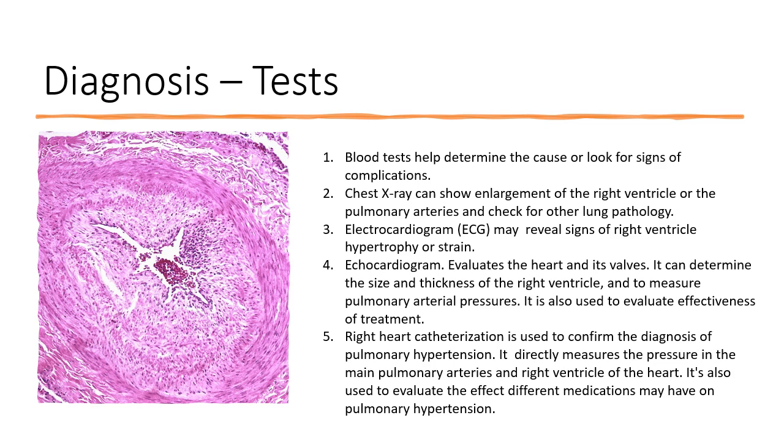And lastly, right heart catheterization. It is used to confirm the diagnosis of pulmonary hypertension. It directly measures the pressure on the main pulmonary arteries and right ventricle of the heart. It is also used to evaluate the effect different treatments may have on pulmonary hypertension.